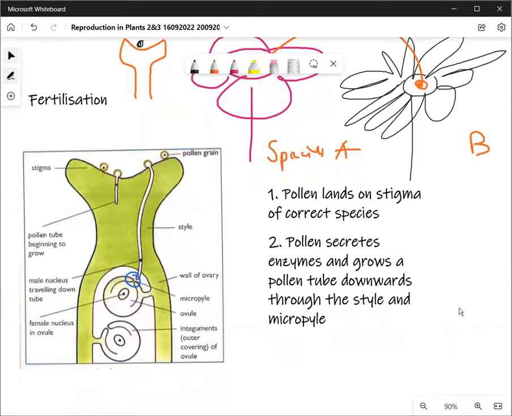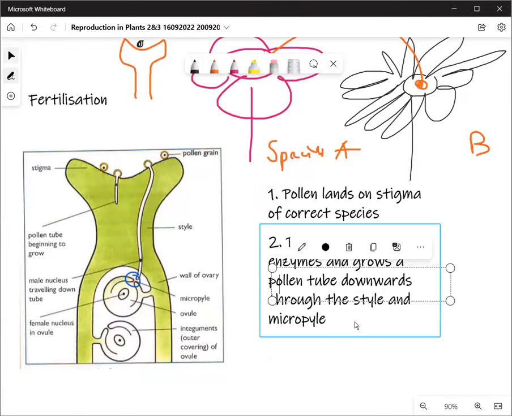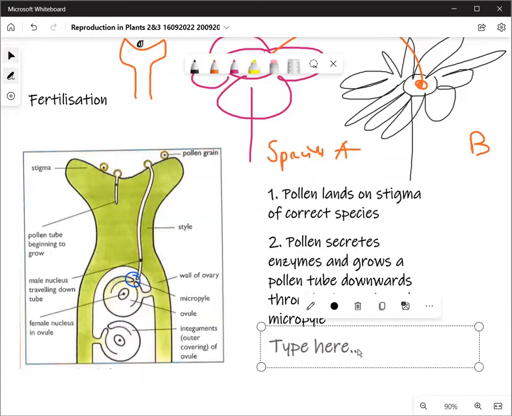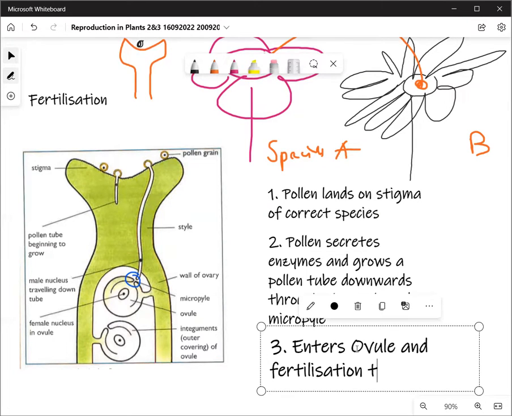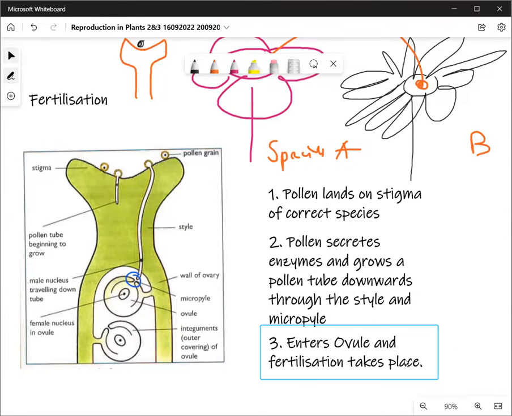Done. Now you should write this in your notebook. This is how fertilization happens in plants. Now, what happens after this? It enters the ovule and fertilization takes place. That's the last step. Any questions, Manvi?